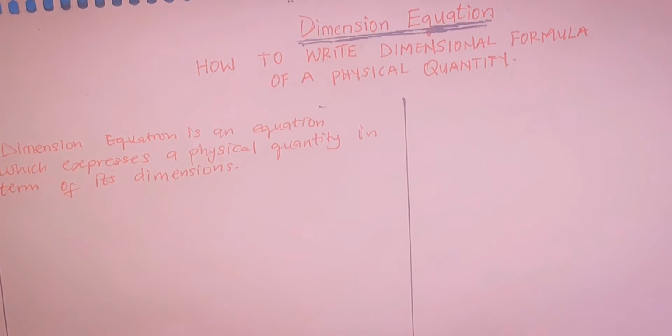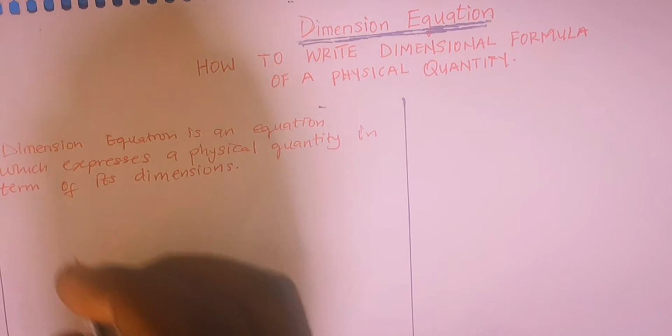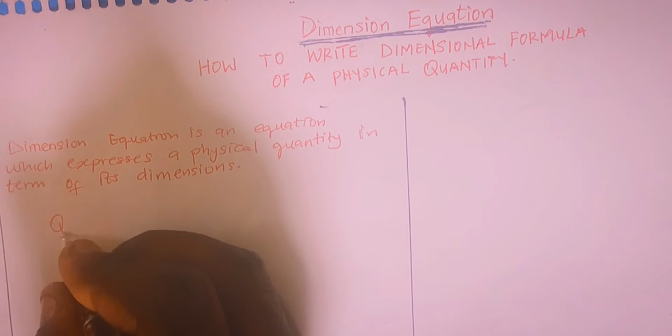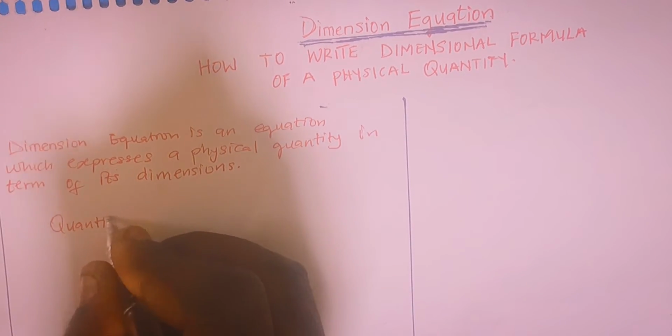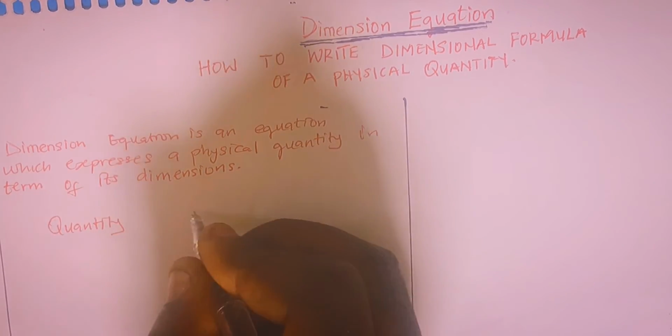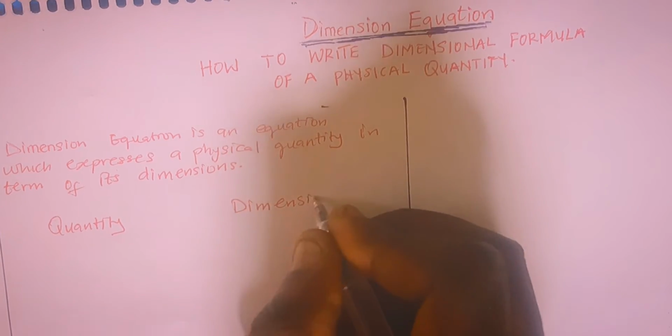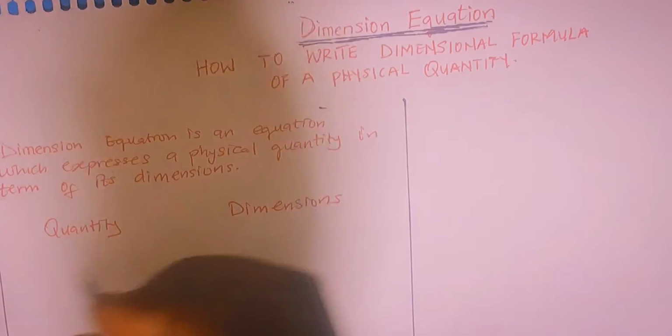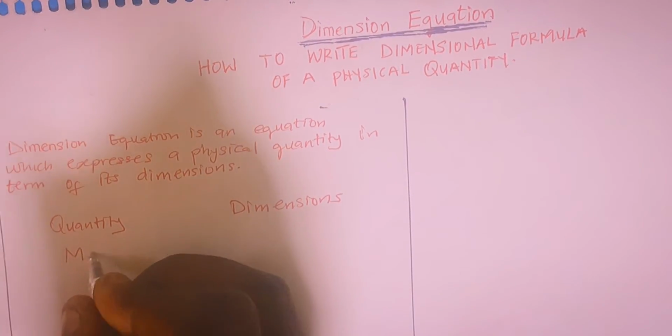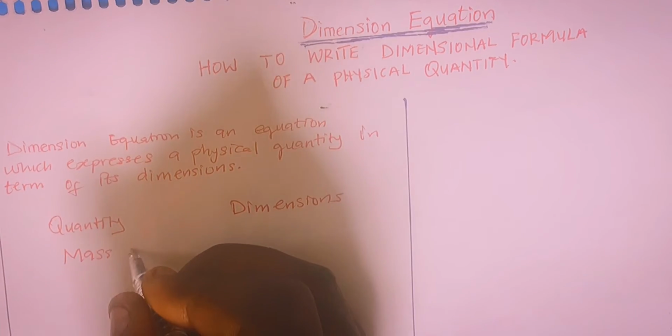At first, let's consider the three physical quantities that we have, along with their units. The first quantity is mass, and mass is measured in kilogram.